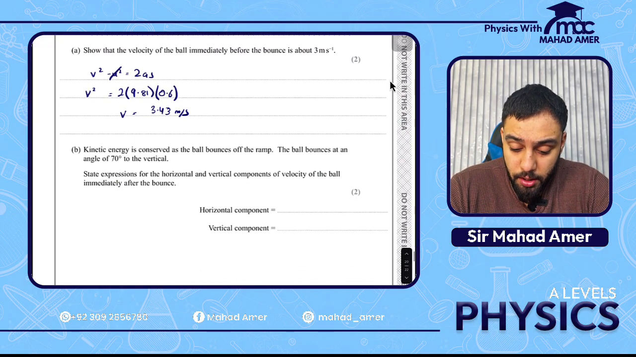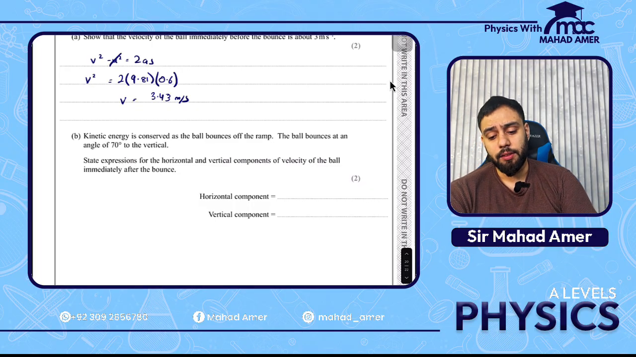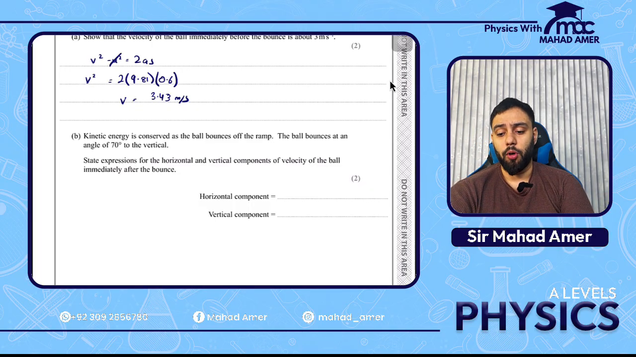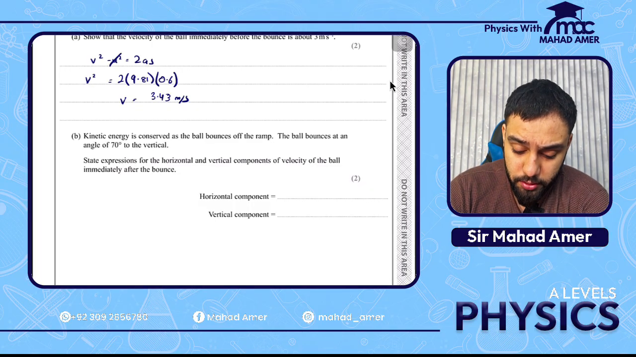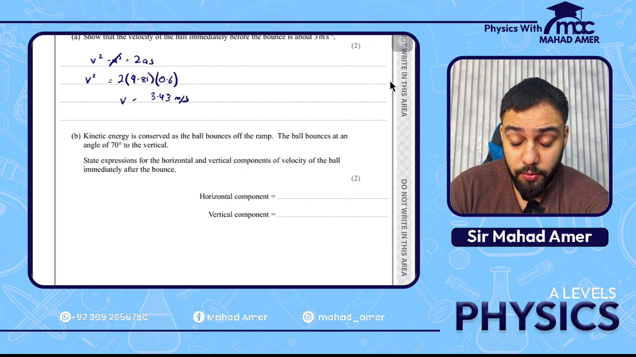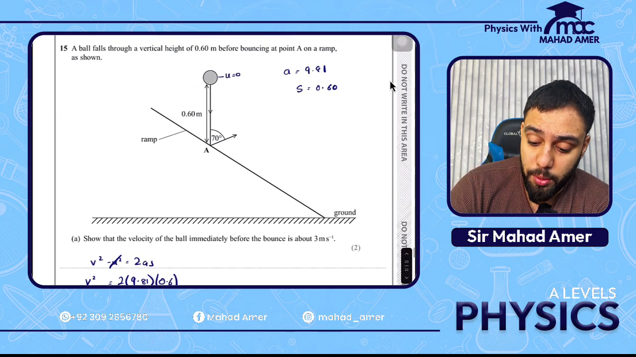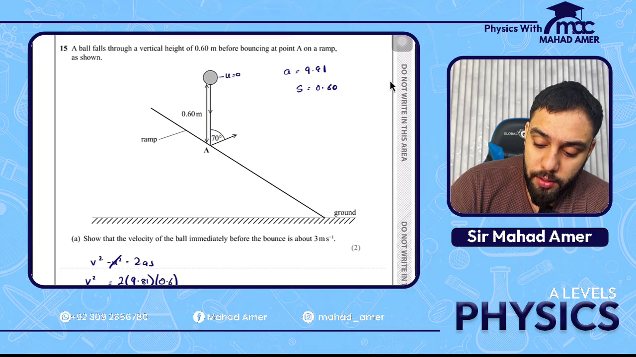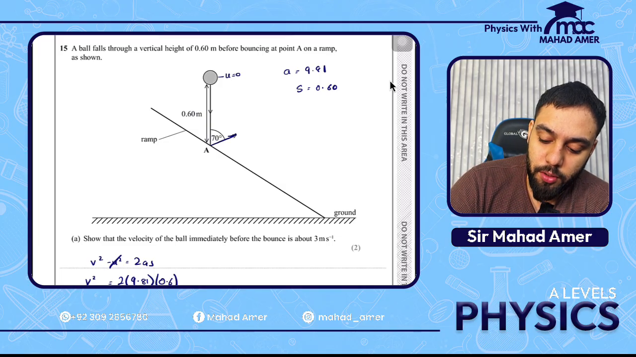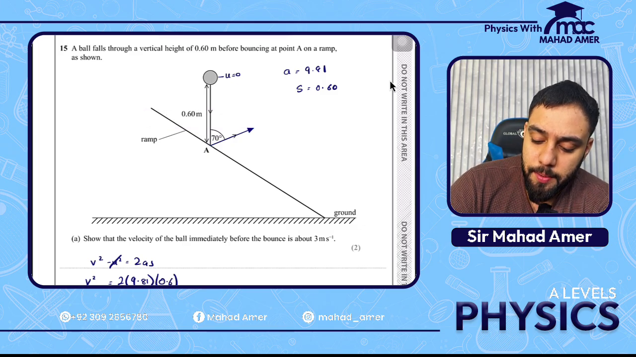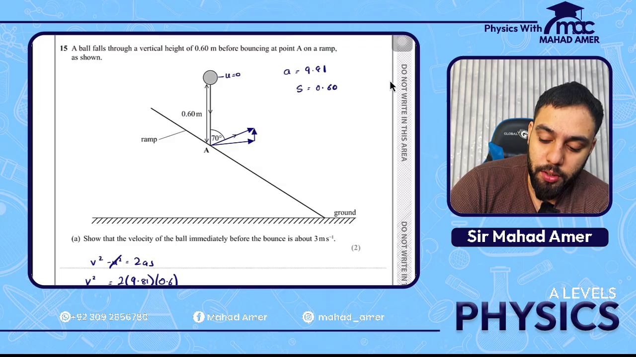Now the question is that kinetic energy is conserved as the ball bounces off the ramp. The ball bounces at an angle of 70 to the horizontal. State an expression for the horizontal and vertical components. This is the part that we need. So basically this is the bouncing of the ball. This would be the horizontal component and this would be the vertical component.